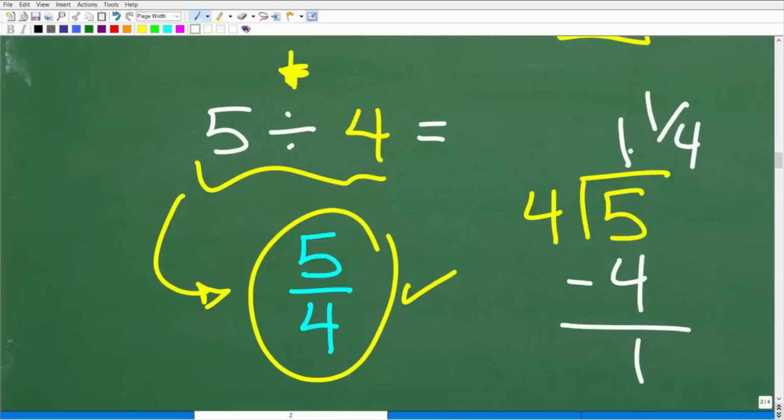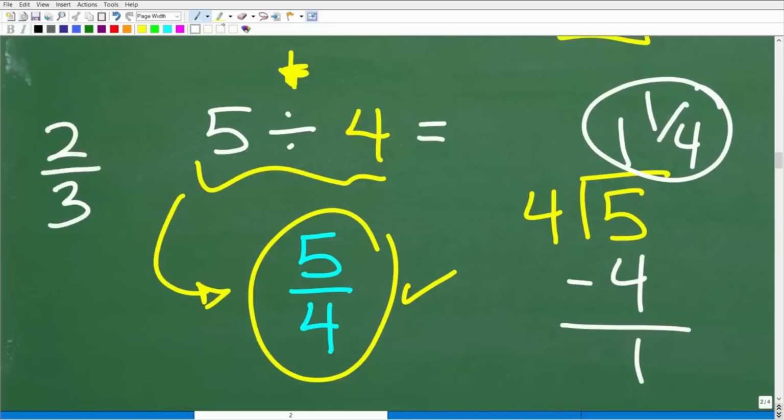So 4 times 1 is 4, plus 1 is 5 over 4. So this is a mixed number fraction. This is a proper fraction. And if I write something like 2/3, this is a proper fraction. This is an improper fraction, excuse me.